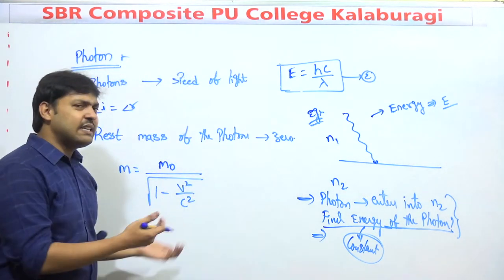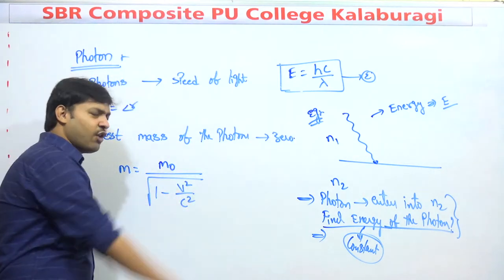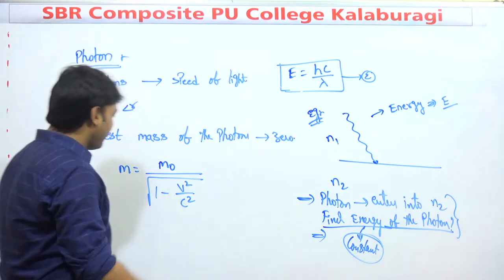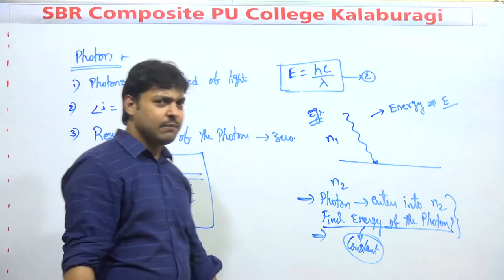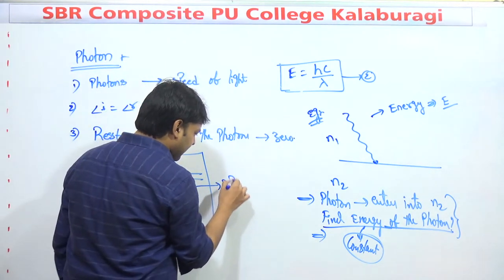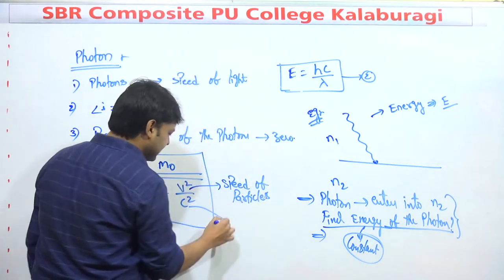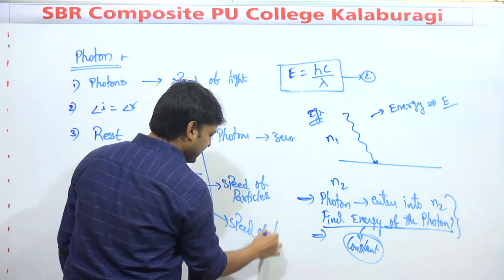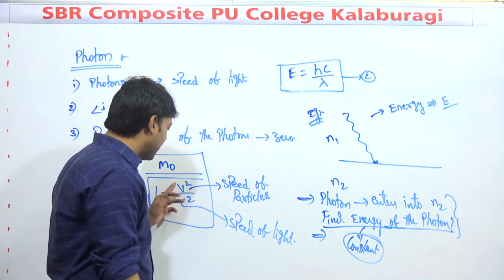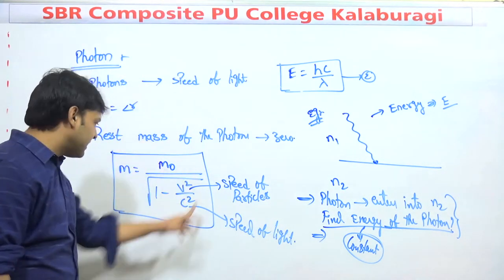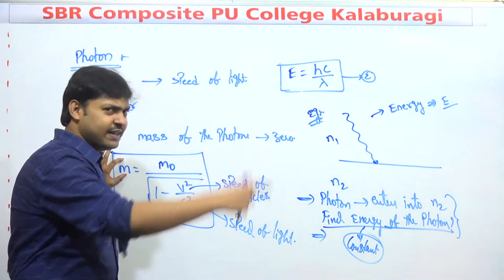So m equals m naught upon square root of 1 minus v square by c square. It is a very important formula to calculate the mass of particles if the particles are moving with different speeds. Here v is the speed of the particle, and c is the speed of light. We have to compare the speed of the particle with the speed of light. Then this relation will give you the mass of any particle moving with some speed.